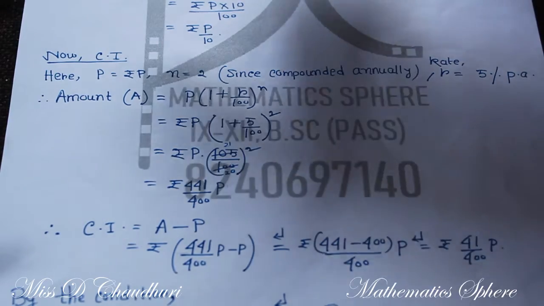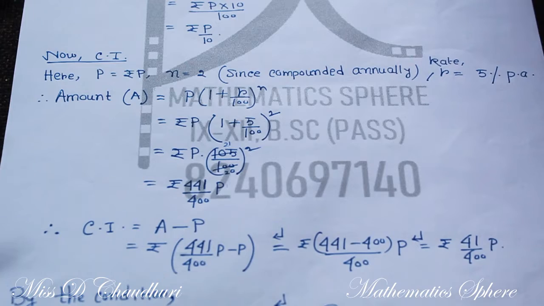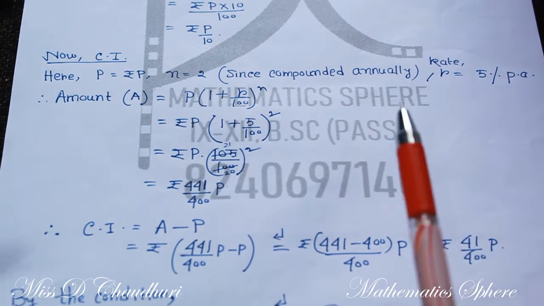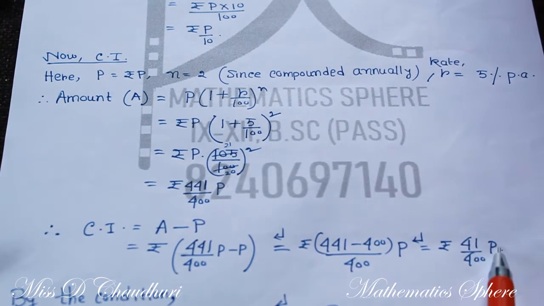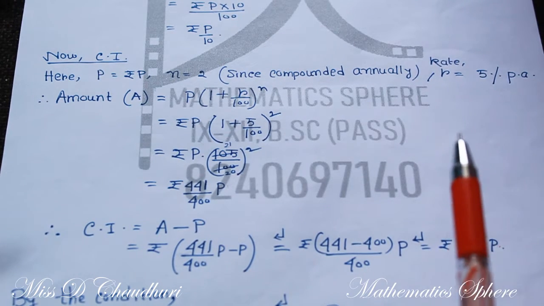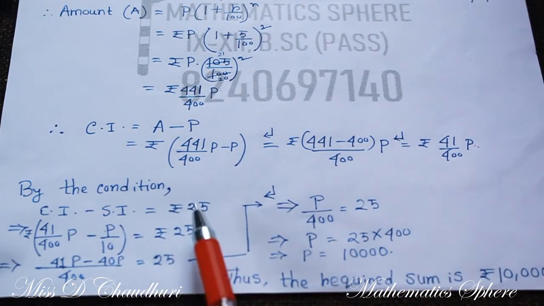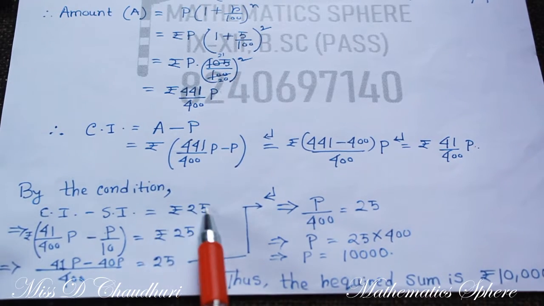Now you see the SI was P by 10 and the CI is 41 by 400 P. They have told us that the difference of these two, this minus this, is rupees 25. As soon as we put that in the formula and make one equation, we will get the value of P. Please be careful. So by the condition, 41 by 400 P minus P by 10 equals 25.